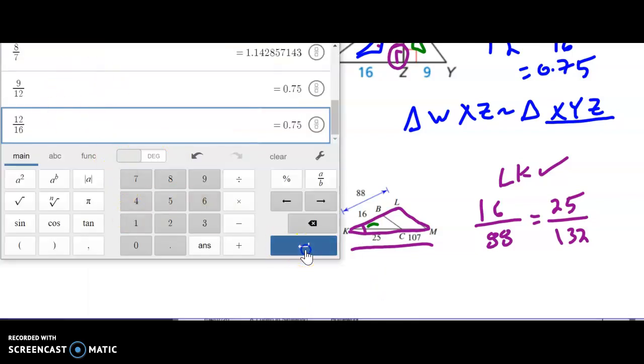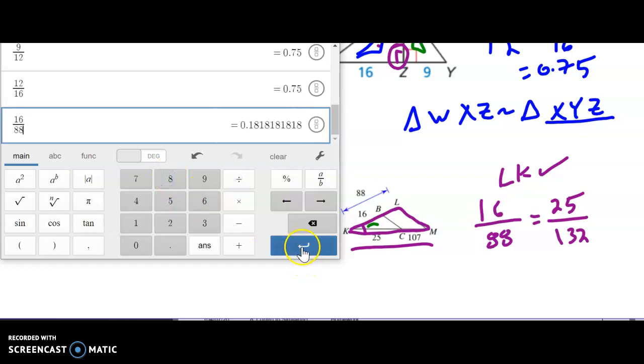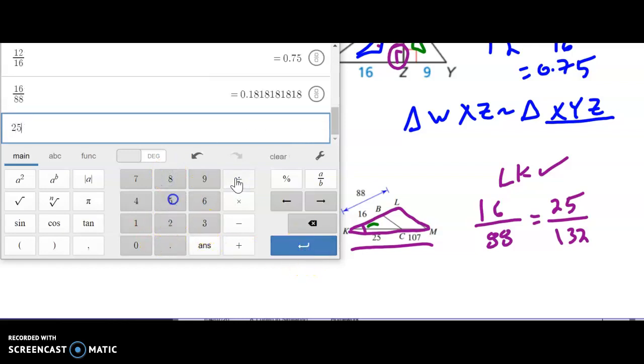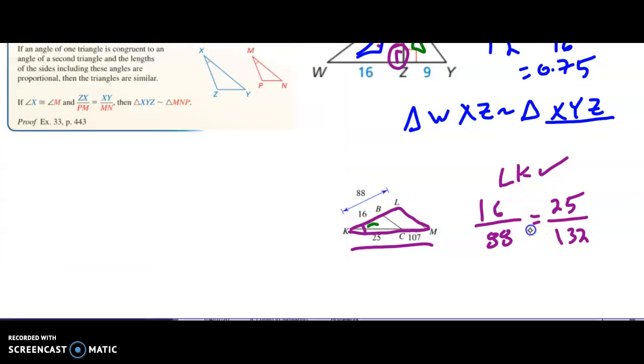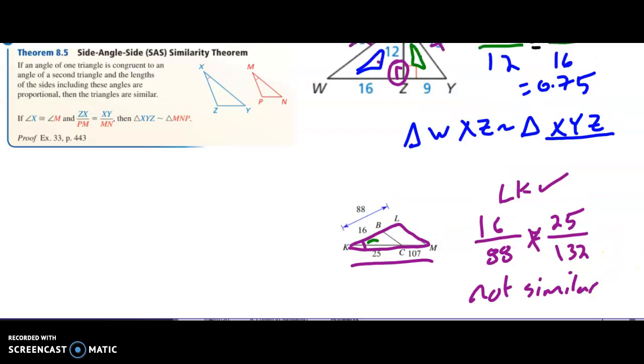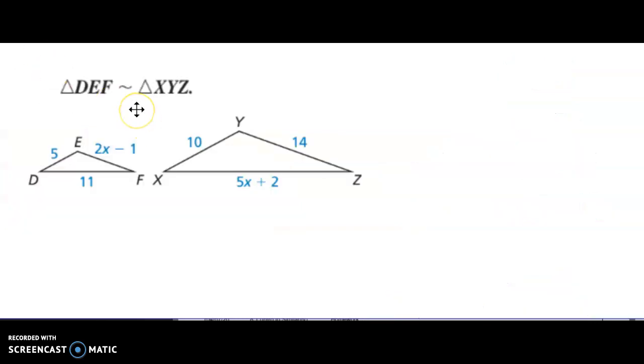And so I come over here and I say, well, 16 divided by 88 is 0.181818. And then I have 25 divided by 132 is 0.189. So these are not equal, so they are not similar. And that is how we go through and look for similarity and make a similarity statement. There is one more thing that you guys will be doing, and that is using the idea of similarity to find the values of x. So let's see if we can set this up here.